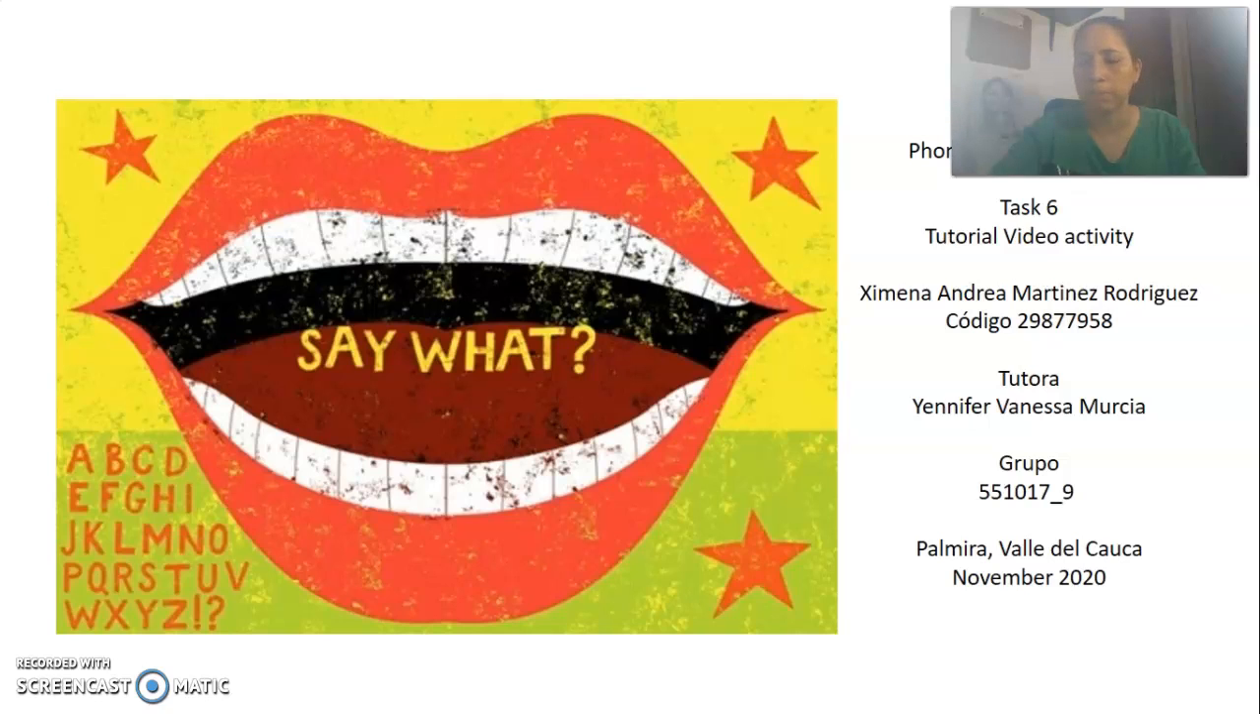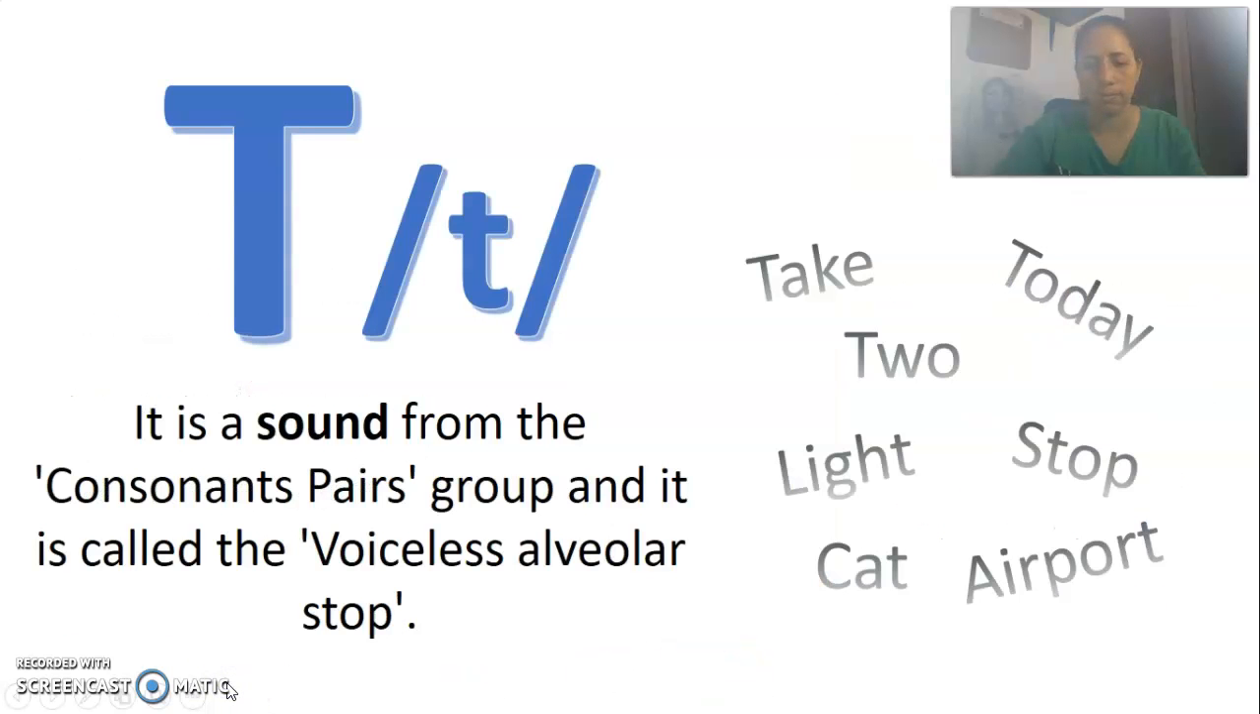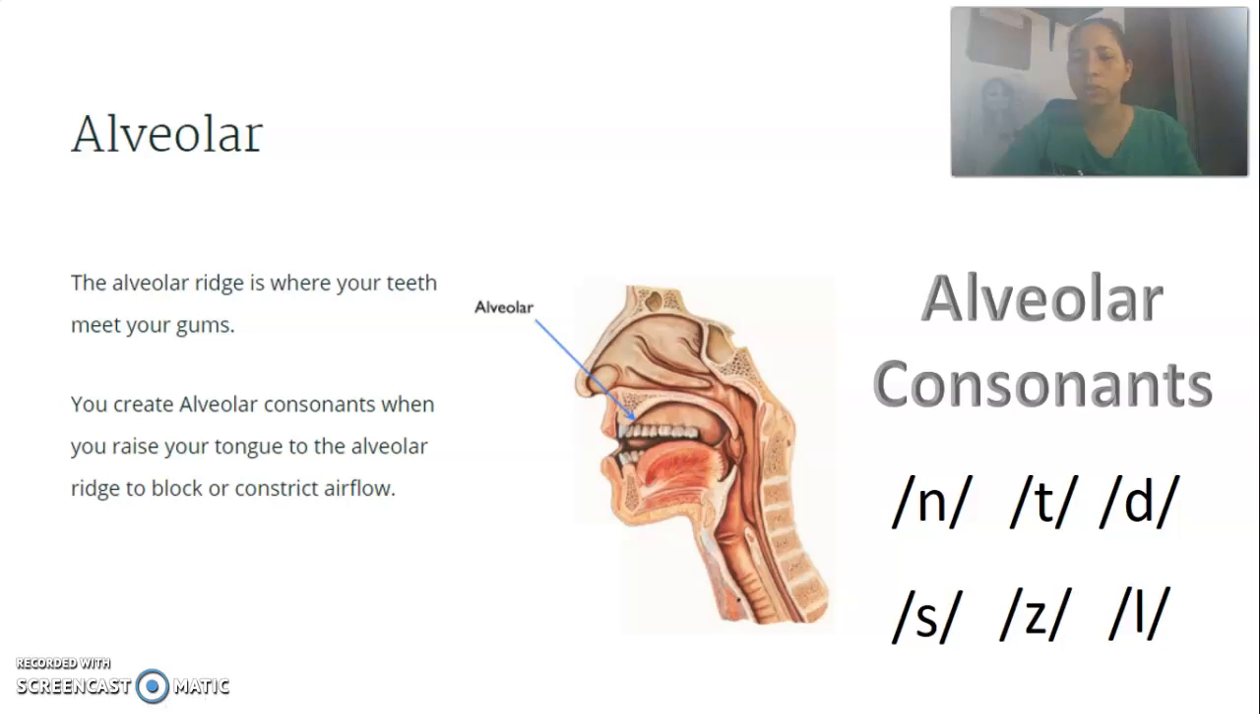Here is a tutorial video about how to pronounce some consonants. So I choose three consonants. Three of them are alveolar consonants. I choose the T sound, the S sound, and the L sound.